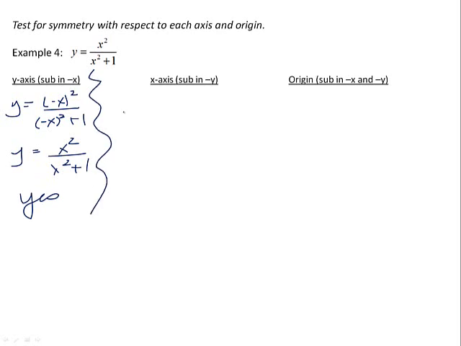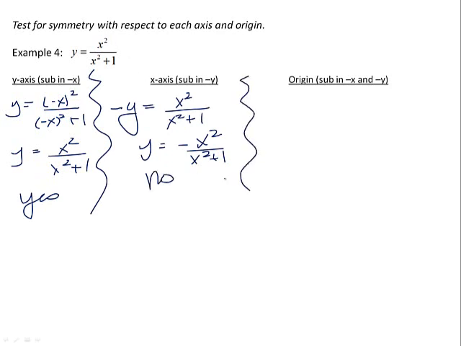Alright, now I'm going to sub in the negative y to check for x-axis symmetry. So x squared over x squared plus 1. I'm going to divide that negative over. Alright, that one doesn't work, right? It doesn't match the original, so it does not have x-axis symmetry.